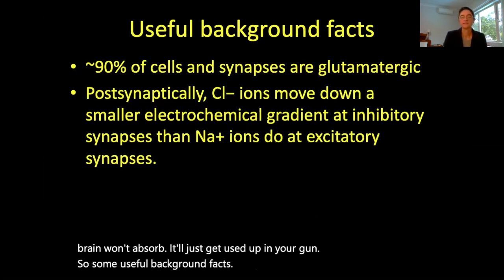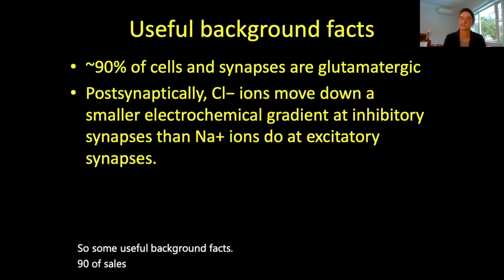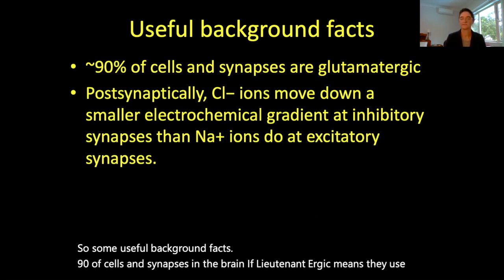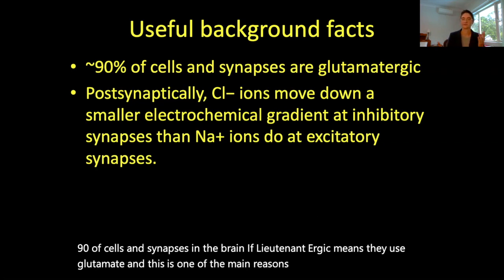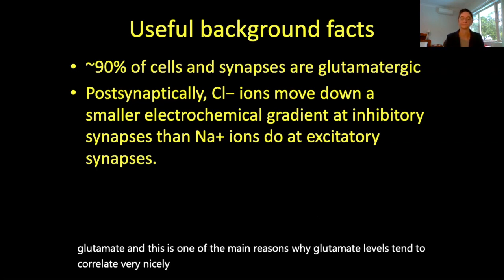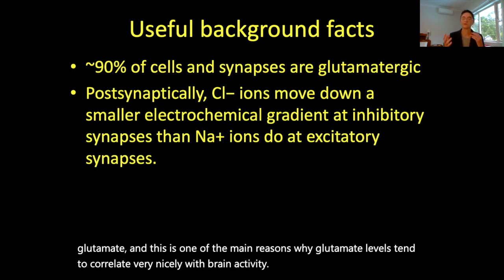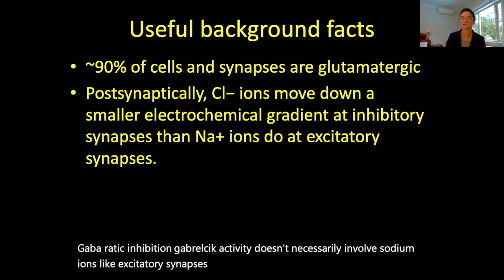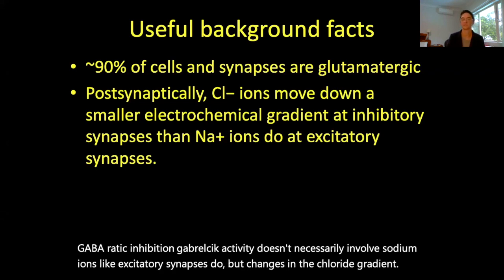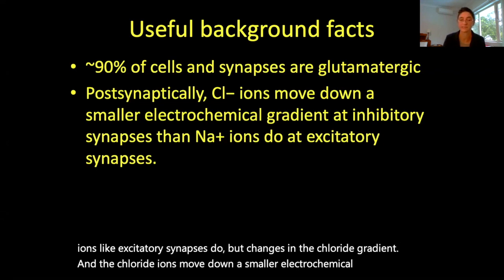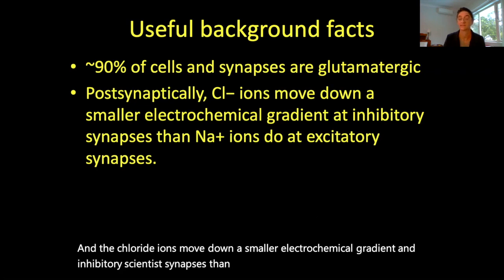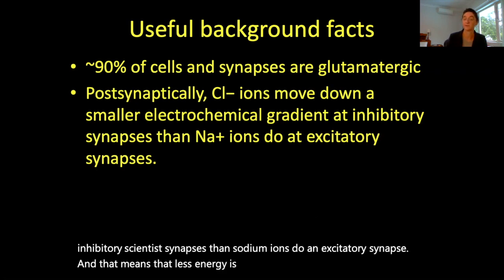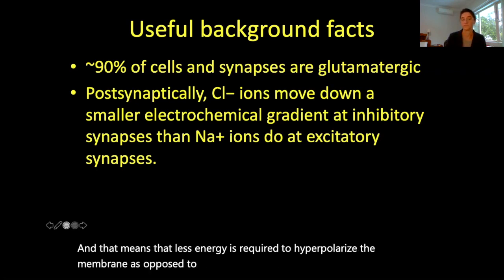90% of cells and synapses in the brain are glutamatergic. That means they use glutamate. And this is one of the main reasons why glutamate levels tend to correlate very nicely with brain activity. Now, GABAergic inhibition or GABAergic activity doesn't necessarily involve sodium ions like excitatory synapses do, but changes in the chloride gradient. And the chloride ions move down a smaller electrochemical gradient at inhibitory synapses than sodium ions do at excitatory synapses. And that means that less energy is required to hyperpolarize the membrane as opposed to depolarizing it, which is what you do in an excitatory synapse.